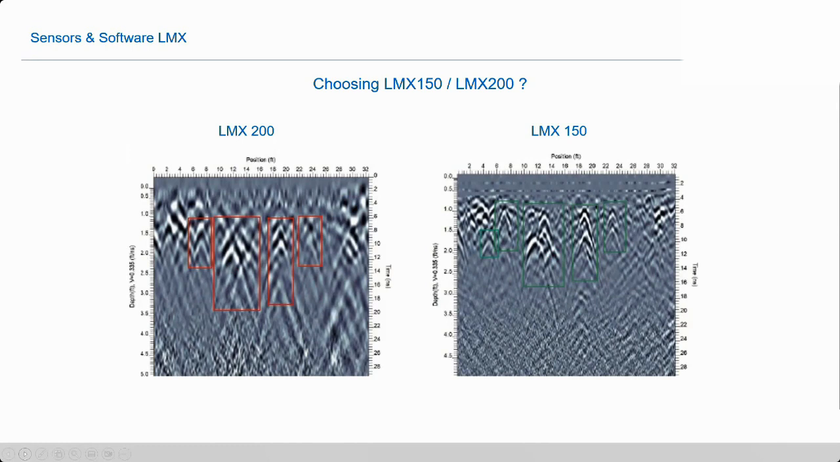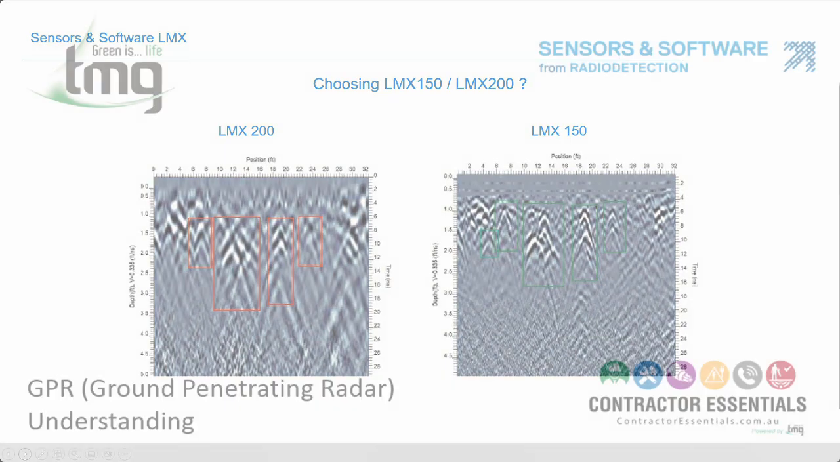Now, there are some soil conditions where you don't gain any depth benefits with an LMX-200, and we've seen this where the depth penetration is challenging. We're still seeing as deep with the LMX-150 as LMX-200. So some soil conditions mean that LMX-150 would always be the preferred option, but some soil conditions mean that LMX-200 would be a preferred solution because you want to see the deeper stuff as well.